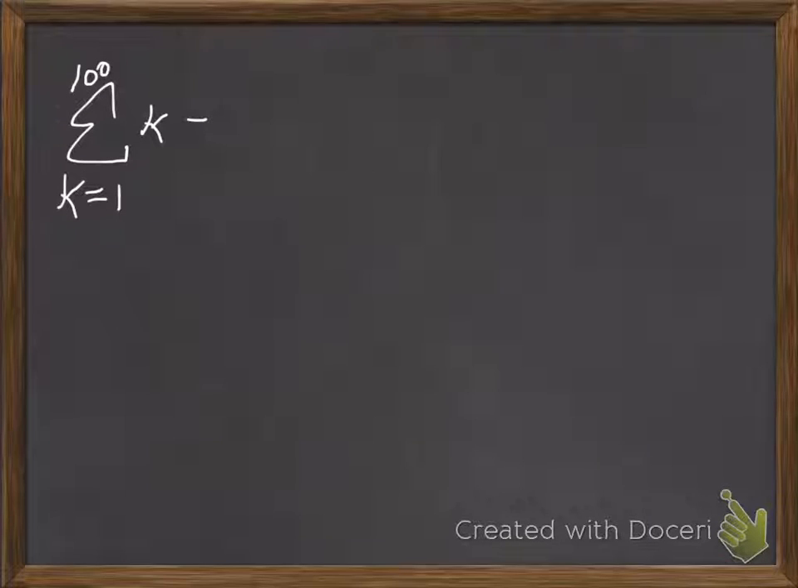Alright, in this video we're going to look at evaluating several sums. The first one we're going to look at is to evaluate the sum from k equals 1 to 100 of k. And what this means is just plug in 1, then plug in 2, then plug in 3, and so on, all the way out to 100, and add them all up together.